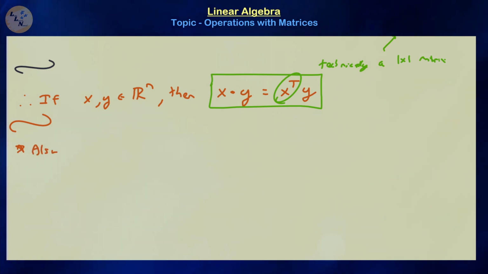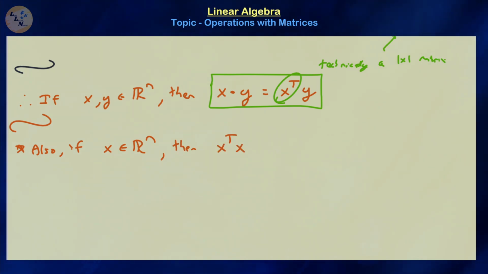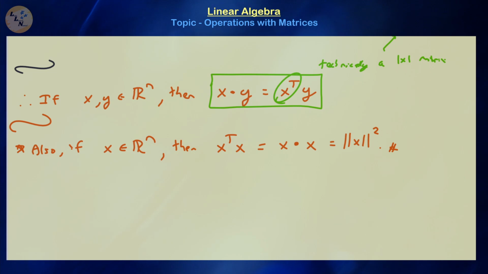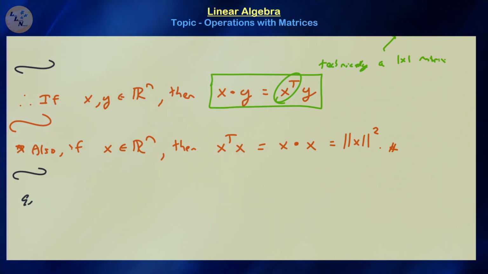So also, if x belongs to R^n, and we do x transpose x, using this little corollary, that's the same as x dot product x, and we know that's equivalent to the norm of x, the quantity squared. So that's another interesting structure that we have. Let's do a quick example of this.